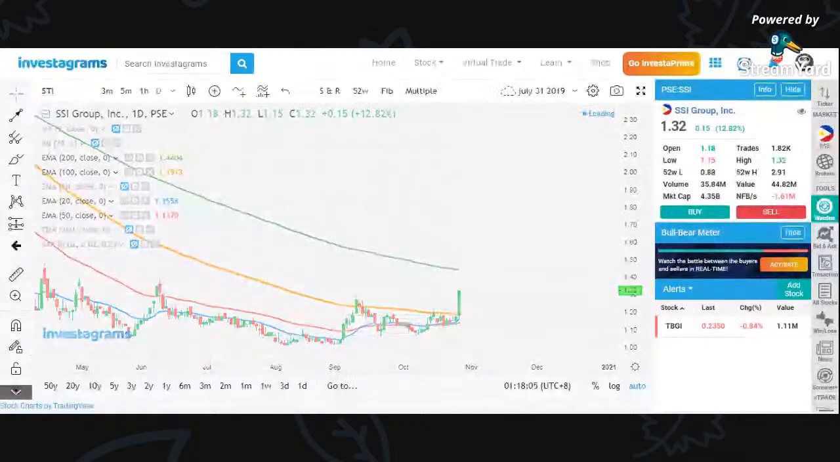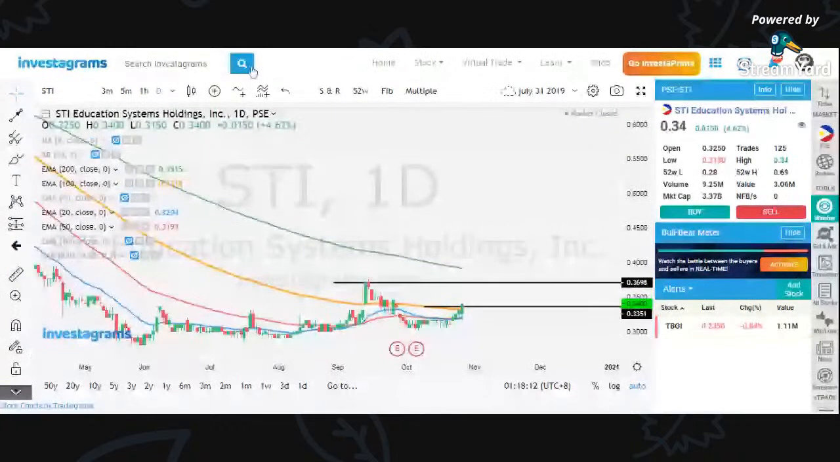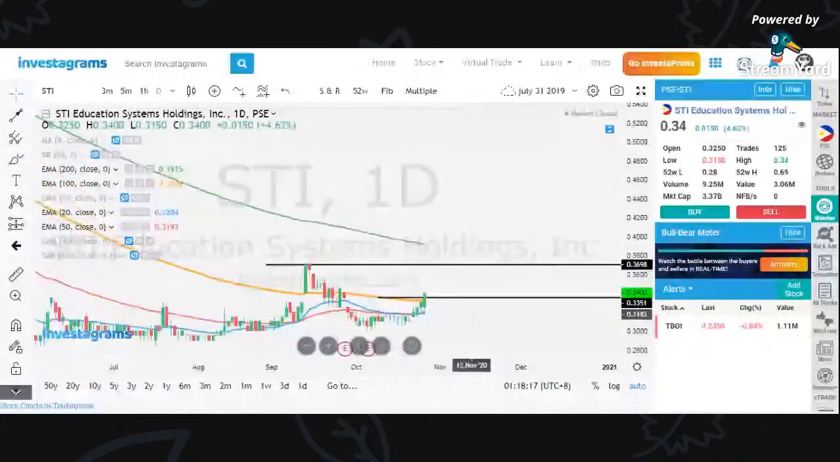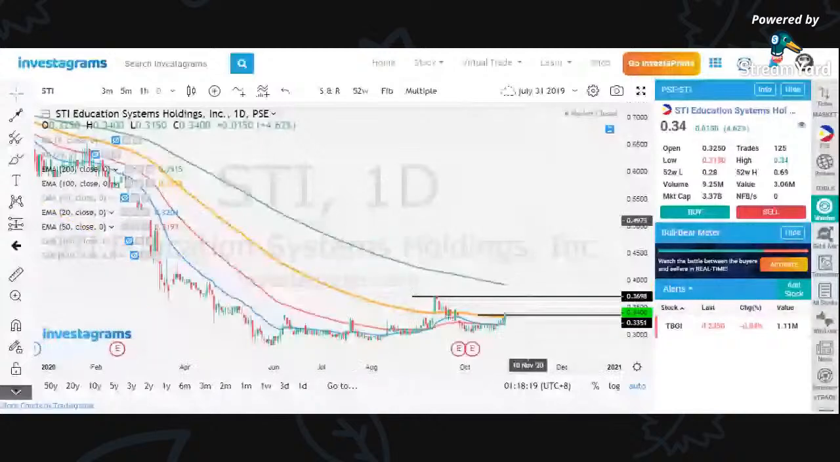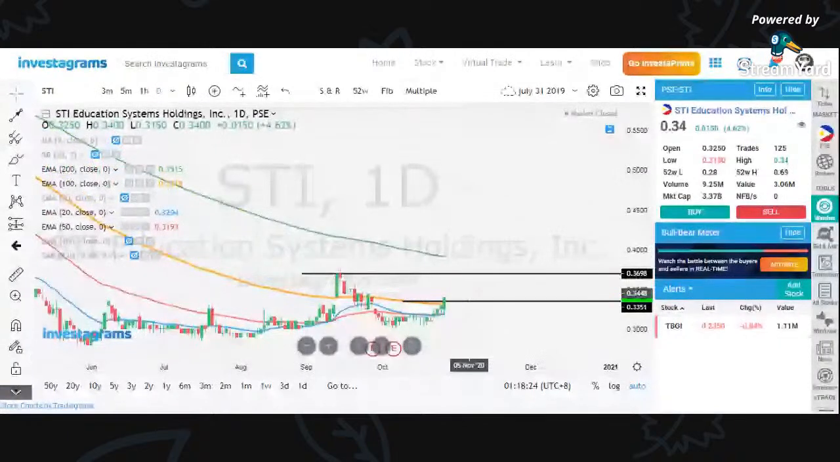STI, we discussed this one also last week. Si STI ay umangat ng 4.62% ngayon. But if we see the overall price pattern, we need RSI to be here. Kung mag-stay siya dito, then it's good for STI. So we will see kung mag-stay na siya ditong area. So wala pa tayong makita na pattern ngayon. We will wait for another price action for STI.